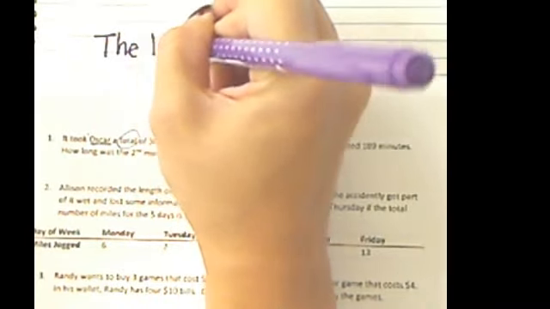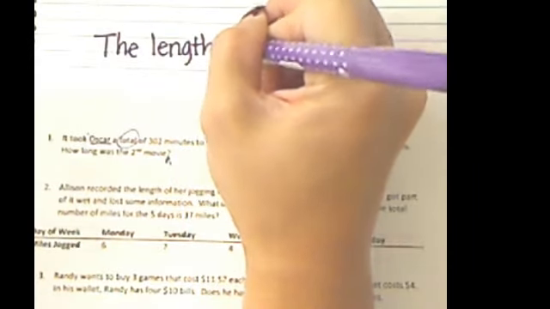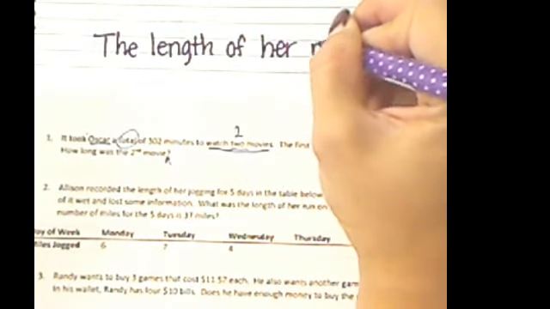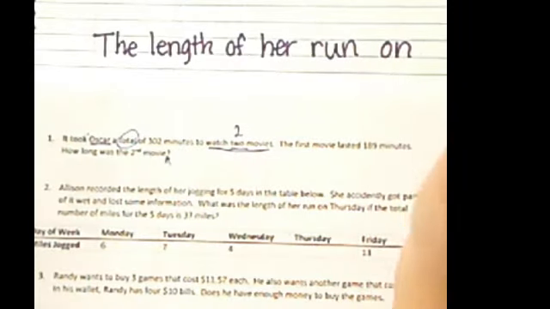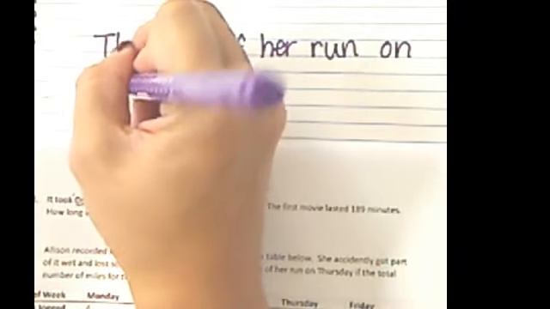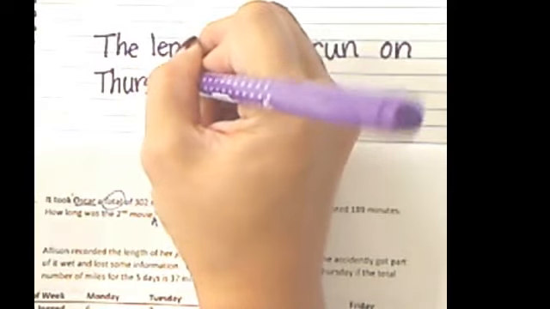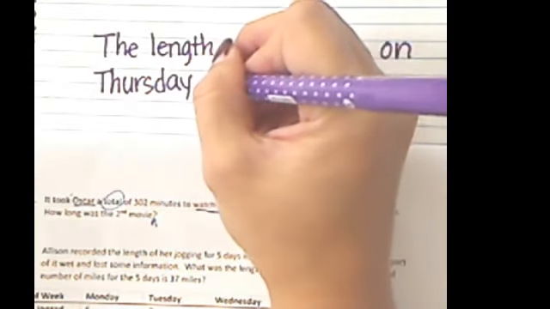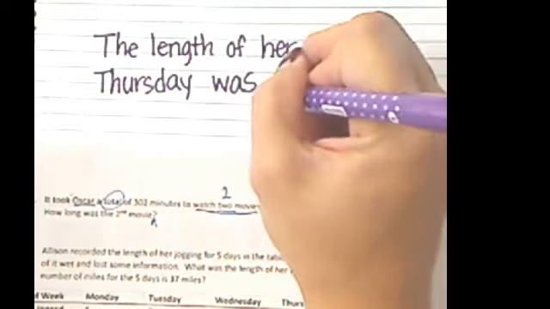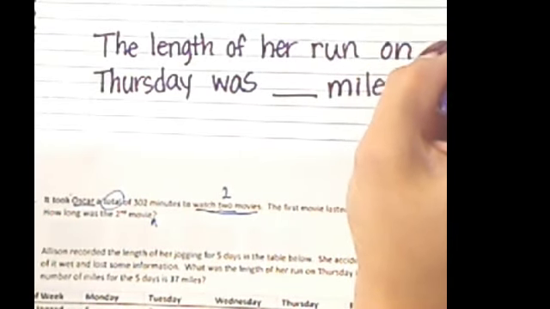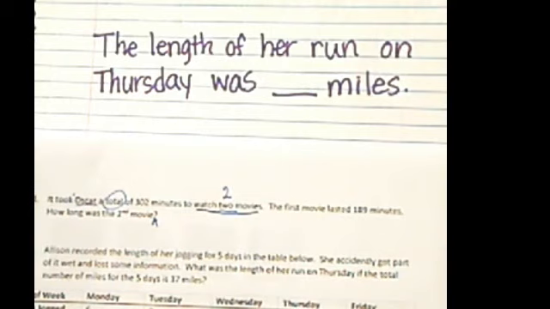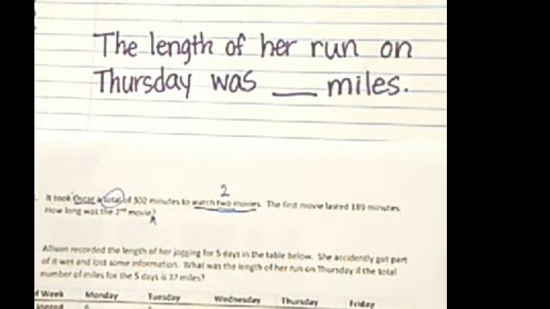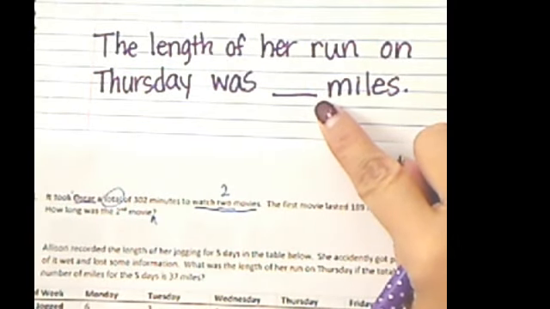The length of her run on Thursday was blank miles. Okay? The length of her run on Thursday was blank miles. So I've answered the question with my sentence frame. I'm going to leave that blank so I can fill it in later.